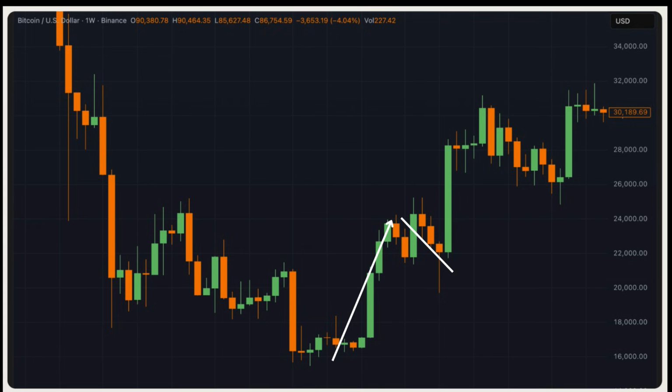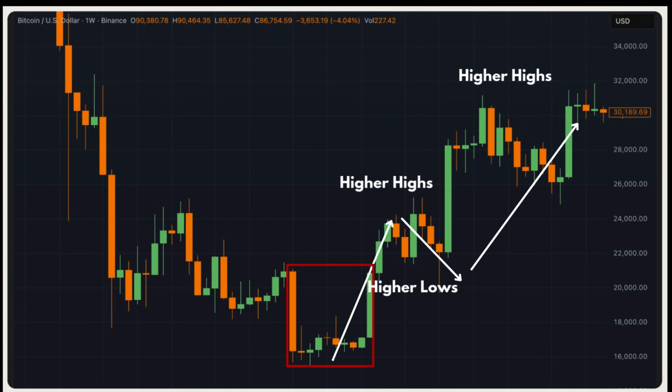But eventually that pattern starts to shift. The three candles we looked at earlier mark the pivot points where the market transitions from bearish to bullish as the price begins forming higher lows and higher highs from that point onward.